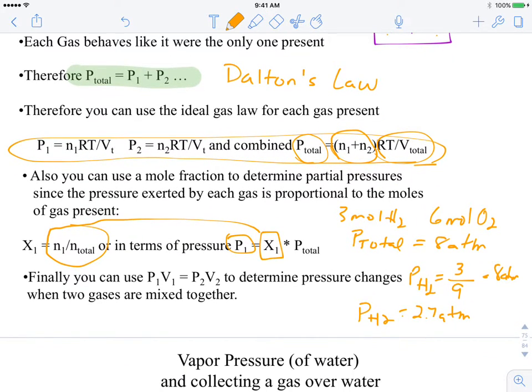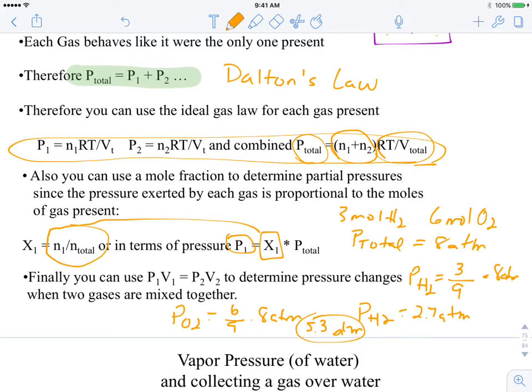If I did this for oxygen over here, well, the pressure of oxygen would be equal to 6 over 9 times 8 atm. So the pressure of oxygen, which would be 48 over 9, gives me 5.33 or 5.3. And so when I add these together, 5.3 and 2.7 adds up to the total of 8 atmospheres.